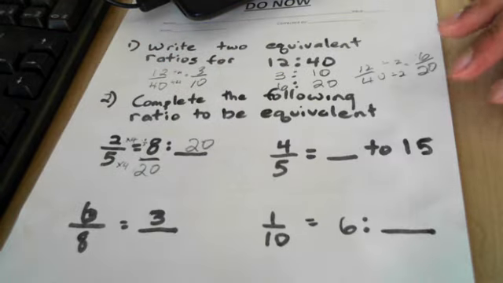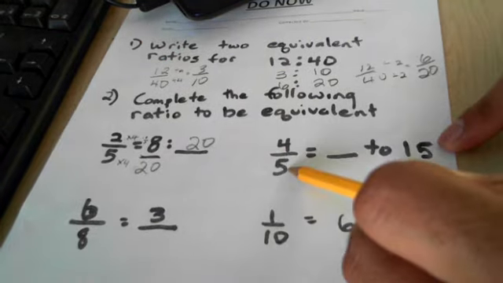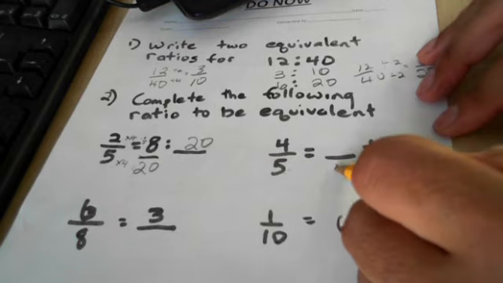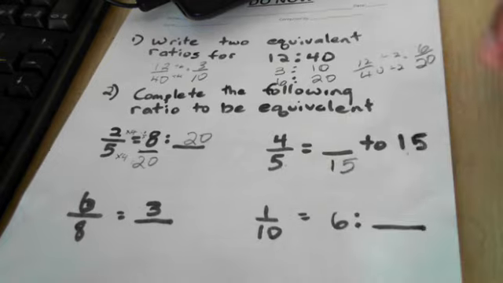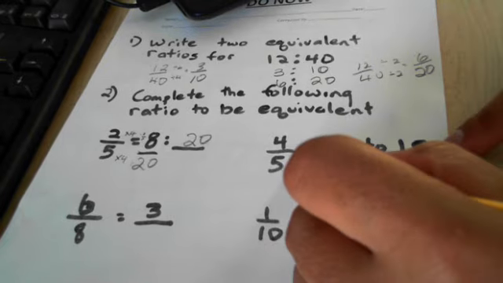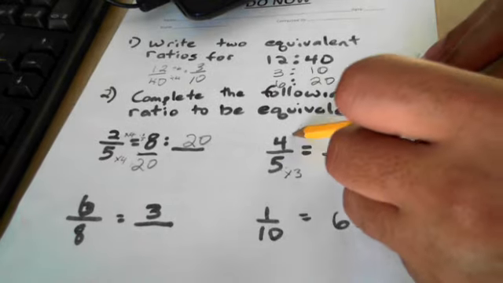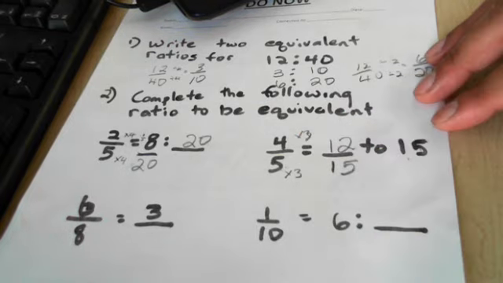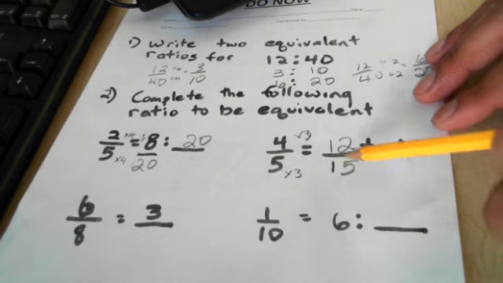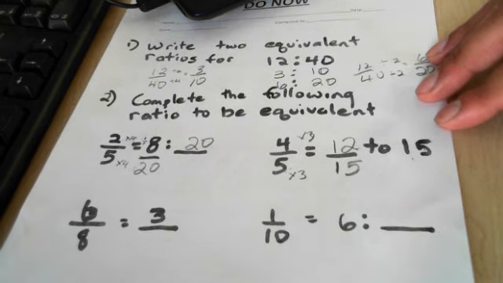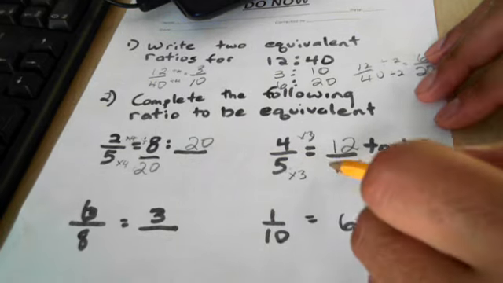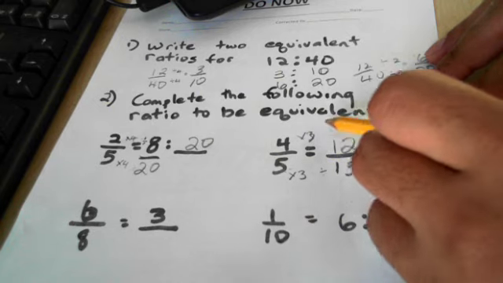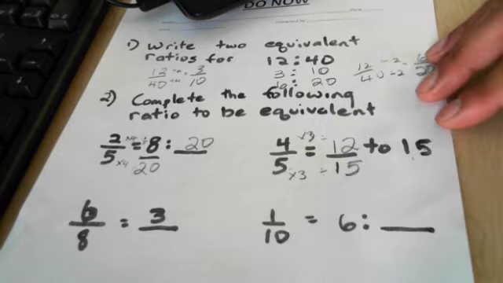Okay, this one again, the last number is going to match up with the bottom number. So I would just write 15 here for now, and then say 5 times 3 is 15. What times 3 is 12? 4 times 3 is 12. So 12 over 15 is the same thing as 4 over 5. And as I said again, it does work both ways. 15 divided by 3 is 5. 12 divided by 3 is 4.